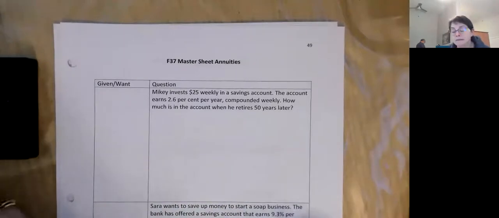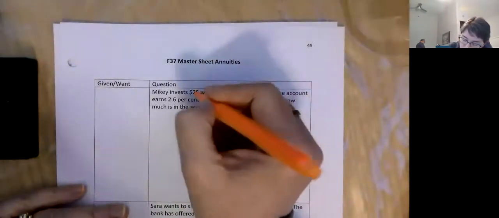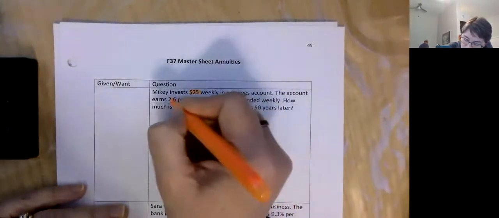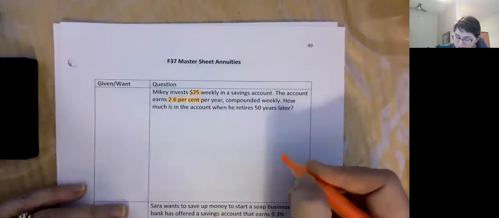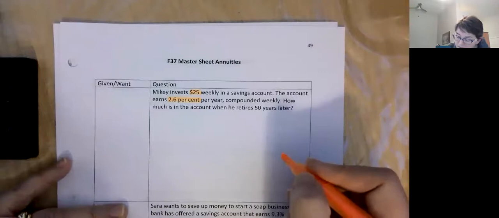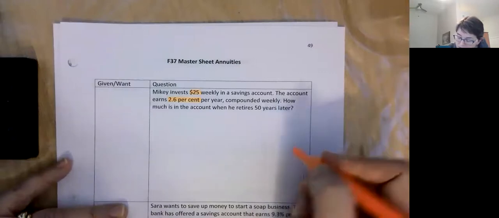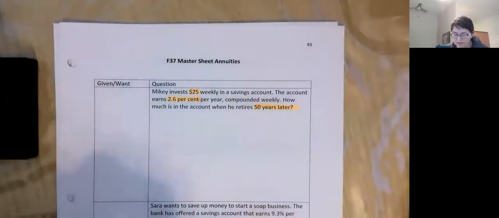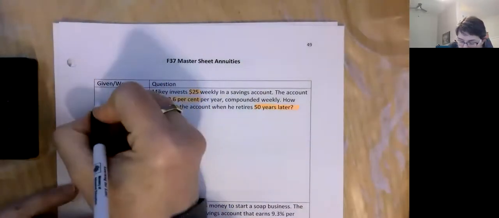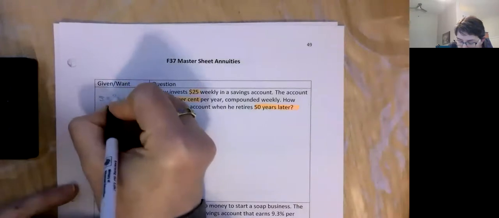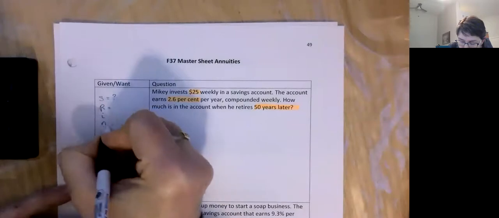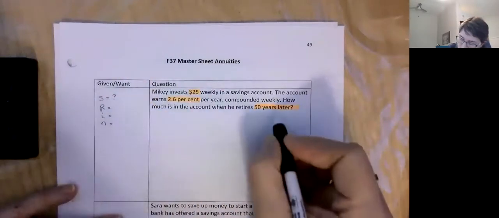All right, so it's an annuity, so we know what we're looking for. Okay, so Mikey's putting money in his account at 2.6%. How much is going to be in his account when he retires 50 years later? So, savings, don't know. Regular payment, R, I and N. I think I'm doing it in order like I always do. So I got 50 years.